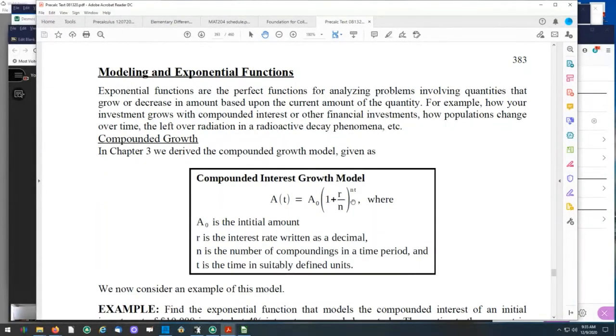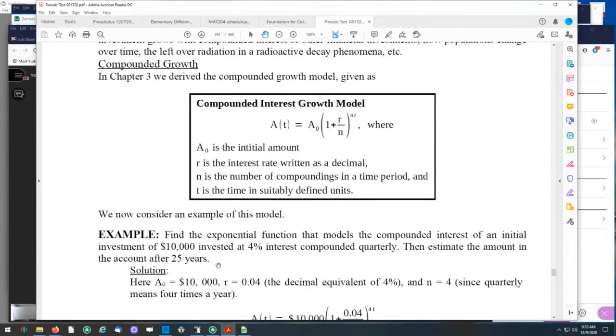Usually N is compoundings per year, and t is the time in years, but it doesn't have to be that way. As long as you know that, you can work problems for how your bank account may grow or your investments may grow if you have an estimate of that. So this is the base over here, 1 plus r over n, and the exponent is the nt.